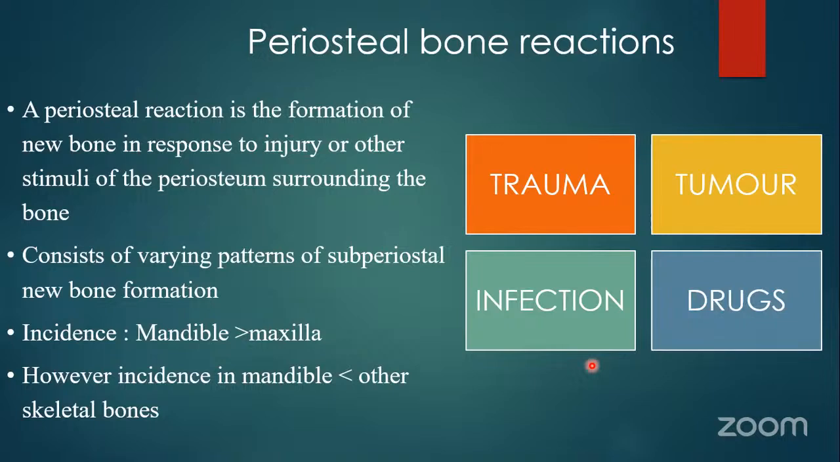And yeah, periosteal bone reactions take place because of four main reasons: because of trauma, because of tumor, because of infection, and because of intake of any kind of drugs. Okay, so it is nothing but formation of a new bone because of an injury or any kind of pathology to the periosteum that is surrounding the intact bone layer. So new bone formation in response to injury or any kind of pathology, to the stimuli that is reacting to the periosteum of the surrounding bone.